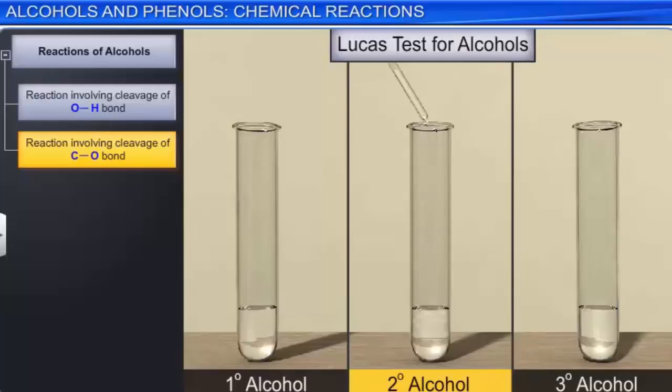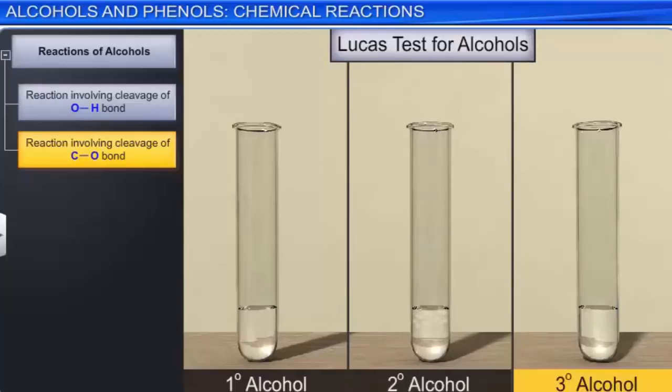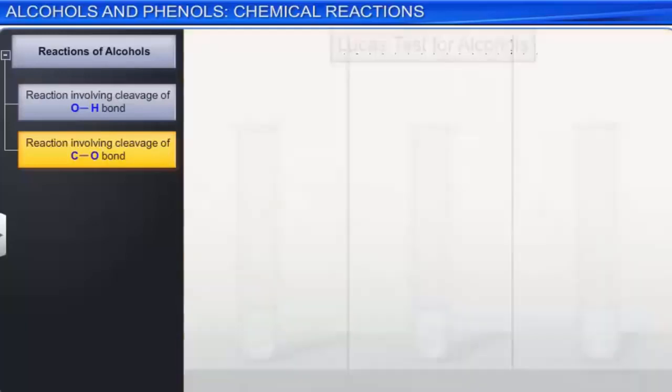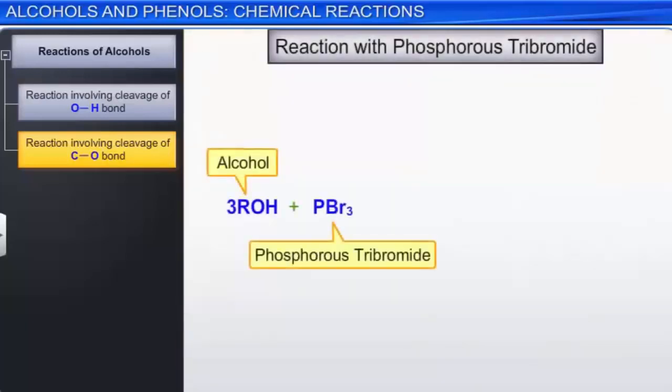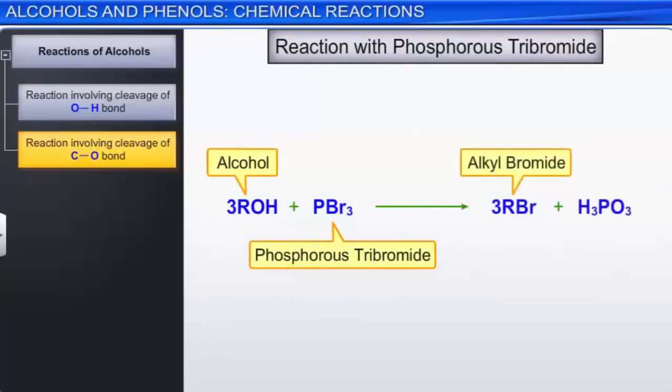A tertiary alcohol turns cloudy almost immediately. Alcohols react with phosphorus tribromide to form alkyl bromides. A general equation is shown here. The phosphorus acid that forms is water-soluble and can be washed away.